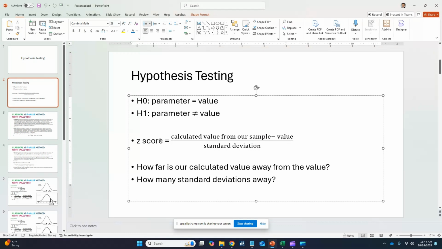From using this formula, we get the z-score. And the z-score tells us how far our calculated value is from the expected value. So how far is this calculated value from the value that we hypothesize? In a way, it's giving us the idea of how many standard deviations away our calculated value is from the expected value.